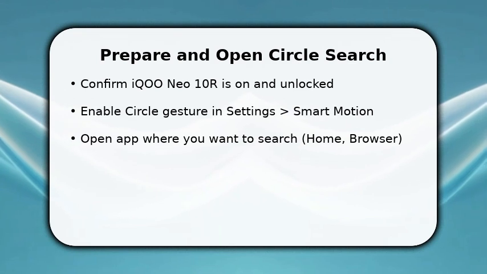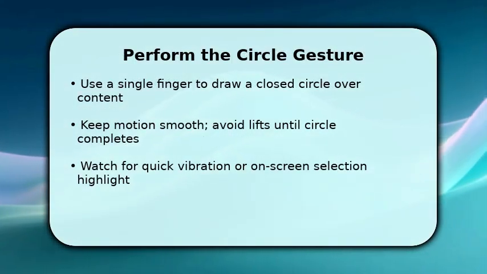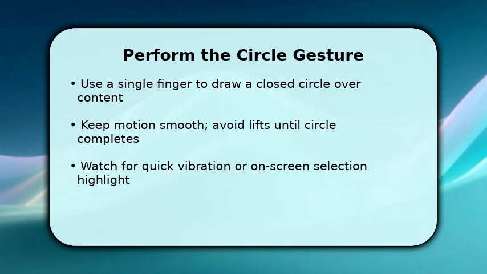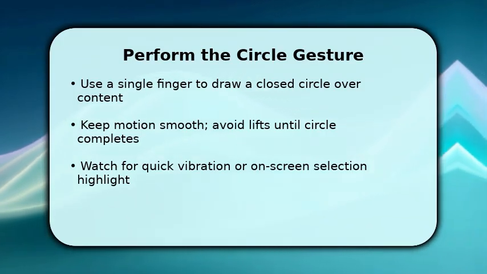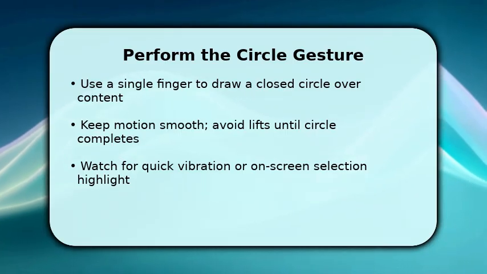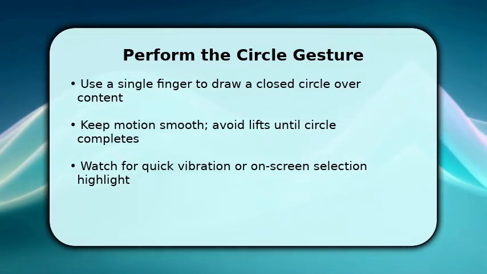You draw a single, smooth closed circle with one finger around the text or image you want to search. Do not lift your finger until the circle closes. Once the circle completes, wait for the brief haptic feedback or visual highlight that confirms the selection.